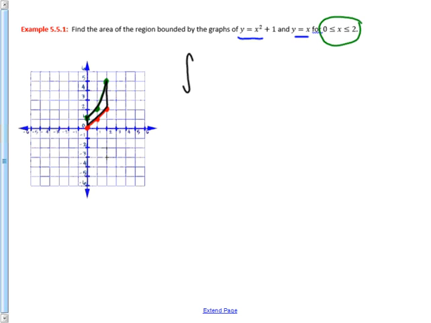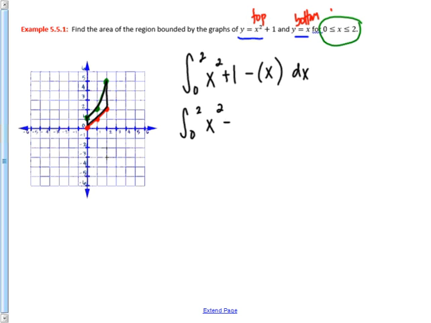Alright, so I know that I want to go from 0 to 2, and it's top graph minus bottom graph. So which graph was on top? This one was, the curve, and this one was on bottom. So it would be x squared plus 1 minus the bottom graph, which is just x. I like to put those parentheses there. I want to get you in the habit of doing that, because if you've got more than one term there, you'll have to distribute. So the integral from 0 to 2 of (x squared plus 1) minus (x) dx.